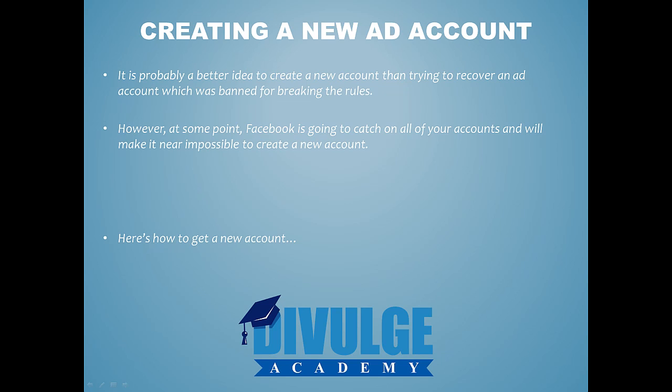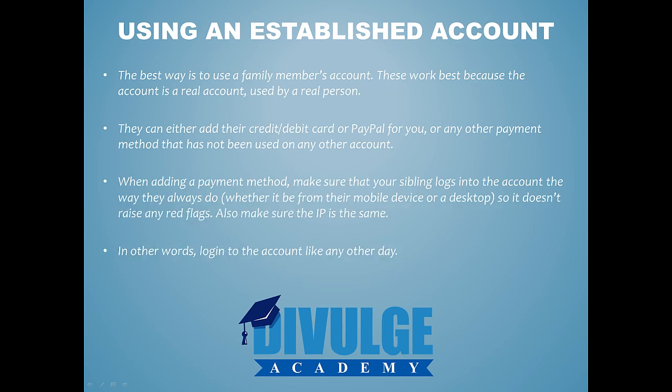for breaking the rules. However, at some point, Facebook is going to catch on to all of your accounts and will make it near impossible for you to create a new one. But in the meantime, here's what you would do to get a new account. So the first option would be to use an established account. Now this is the absolute best way, and by an established account I mean like a family member's account, because these accounts are run by a real person and the account is real itself.